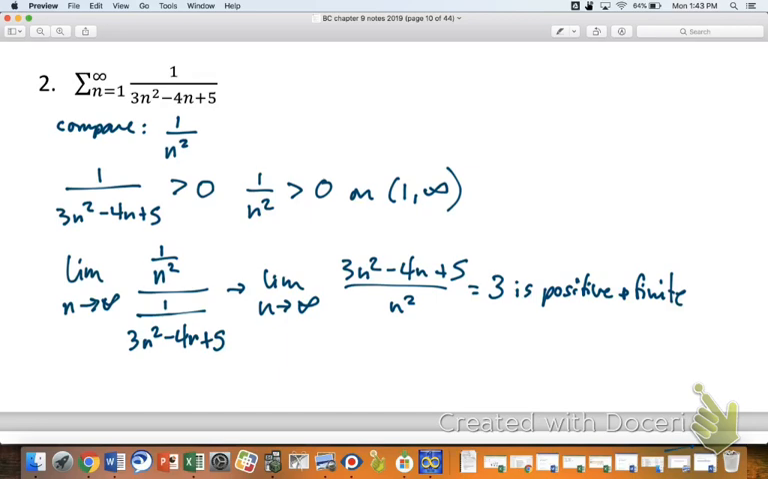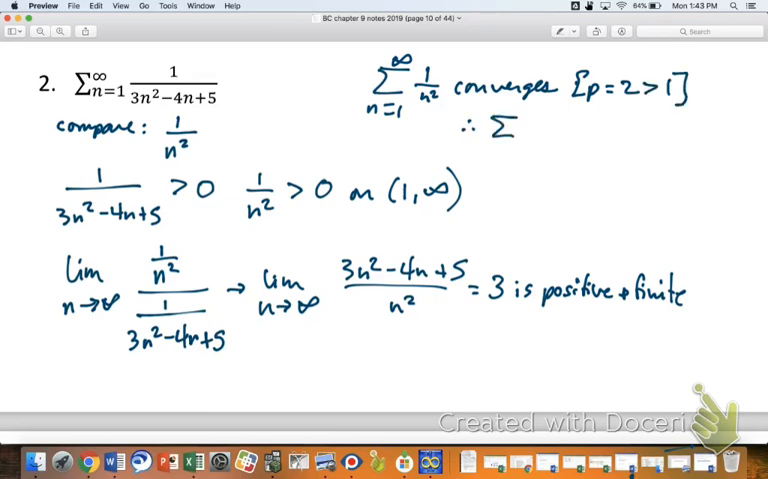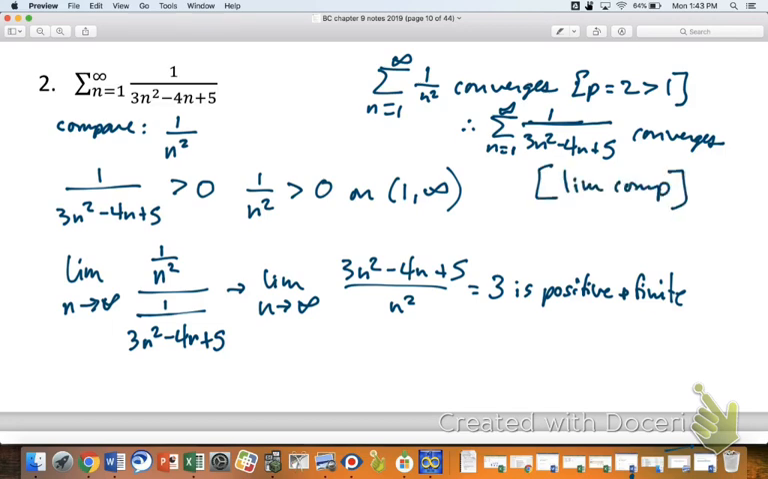So I want to say then that the sum from 1 to infinity of 1 over n squared converges because of the p-test. Therefore, my original series also converges. And that is the limit comparison test.